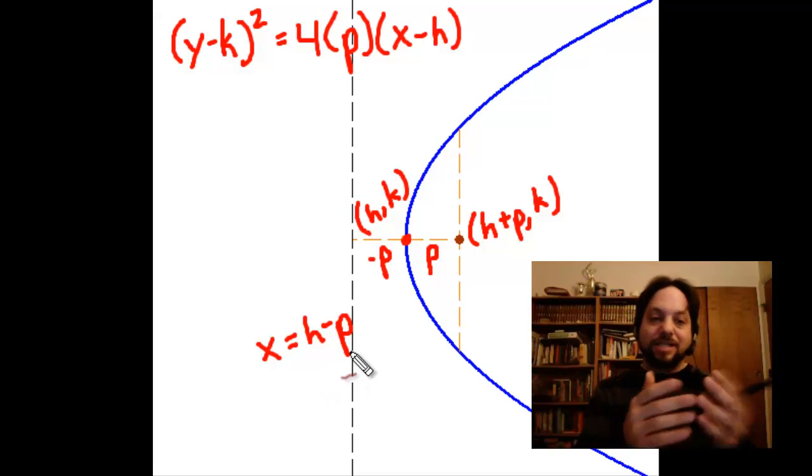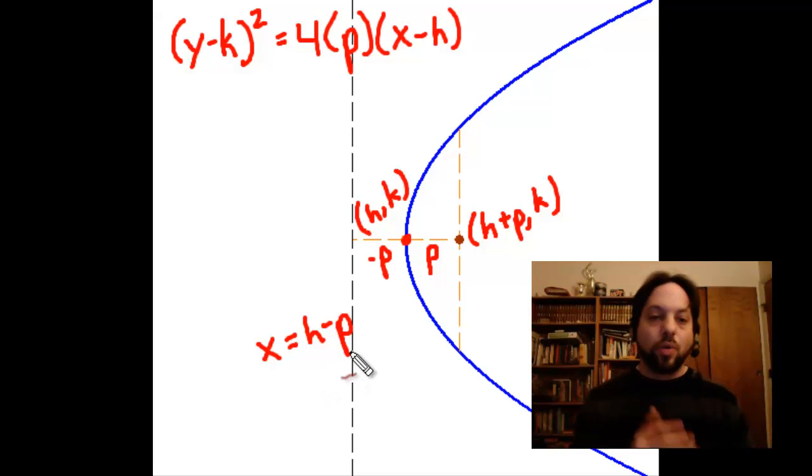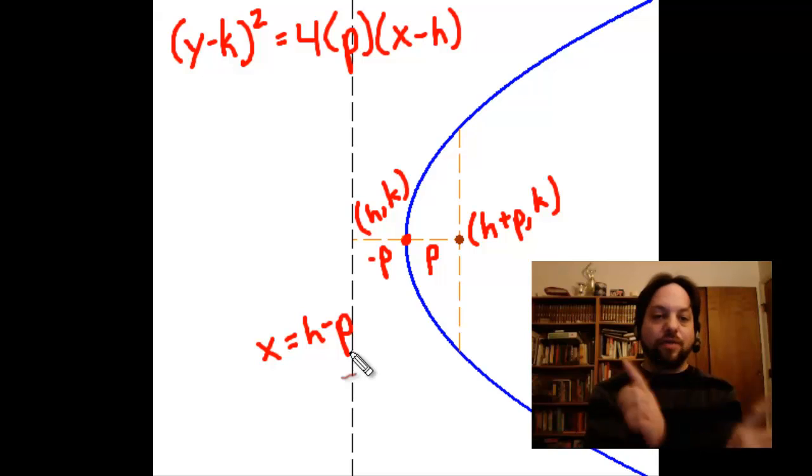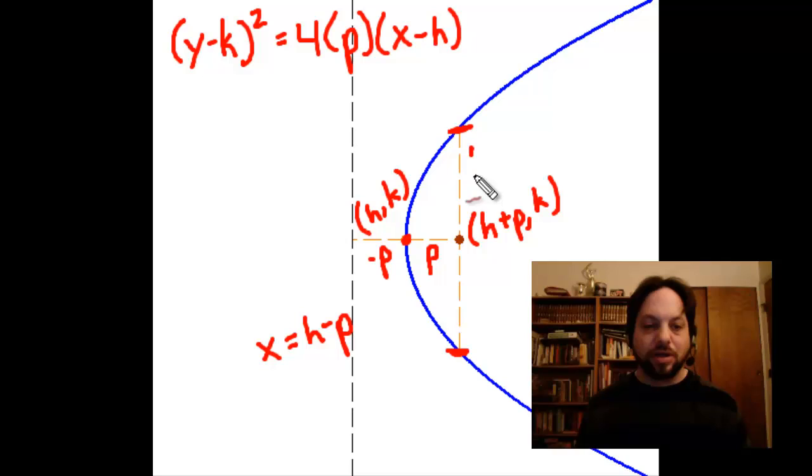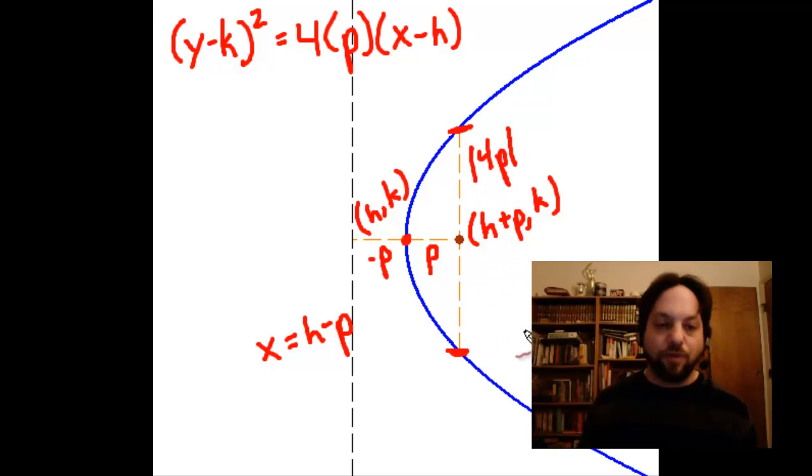Again, when p is positive, it's going to look just like you see here. When p is negative, it will flip around and open up the other way. But all of these formulas are still intact. Finally, we have the latus rectum. Remember, that is the length of this line segment right here, which basically controls the width of the parabola. And just as before, that will be the absolute value of 4p.